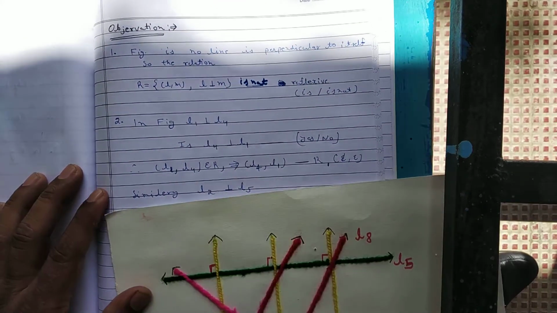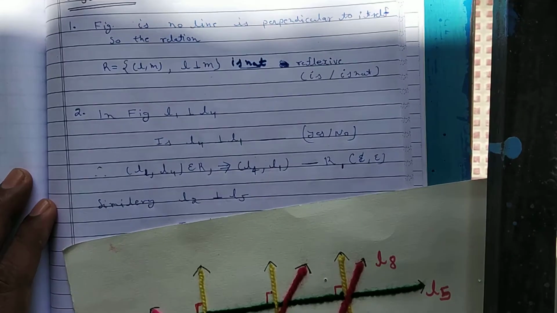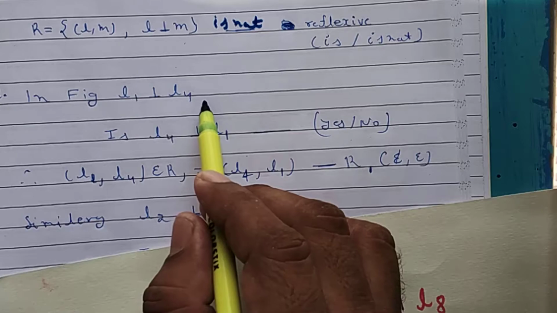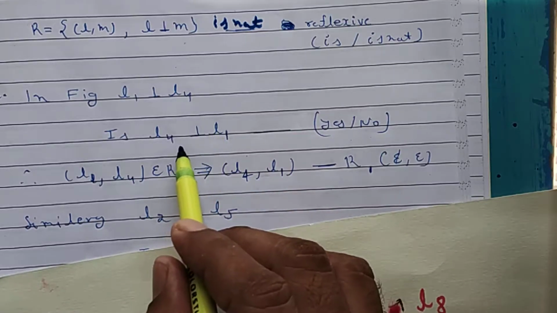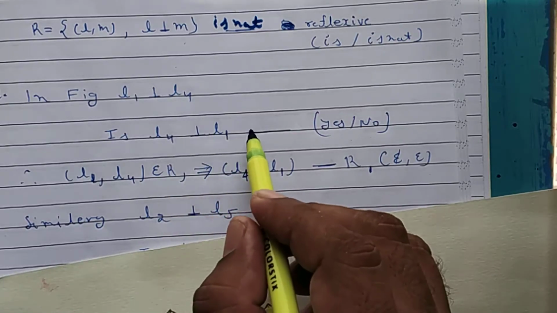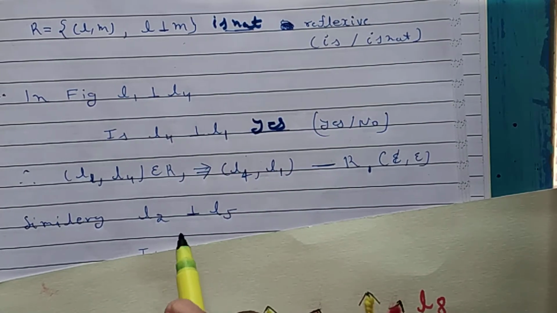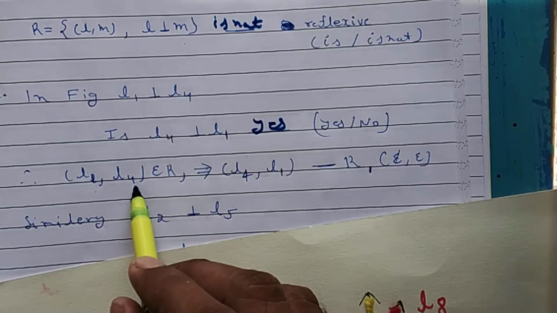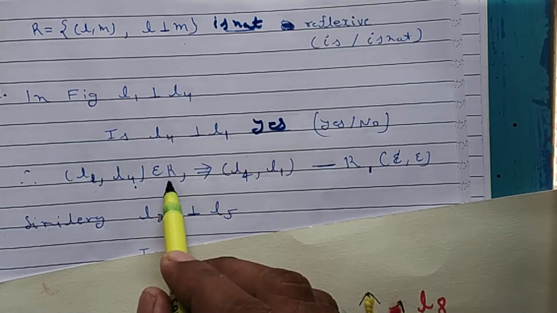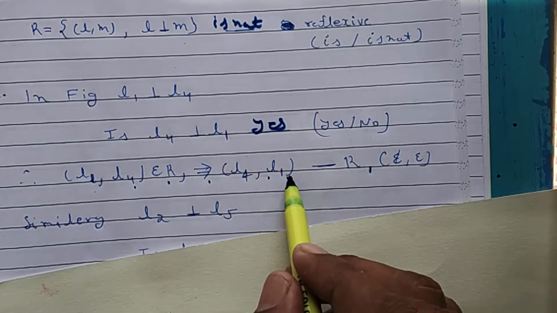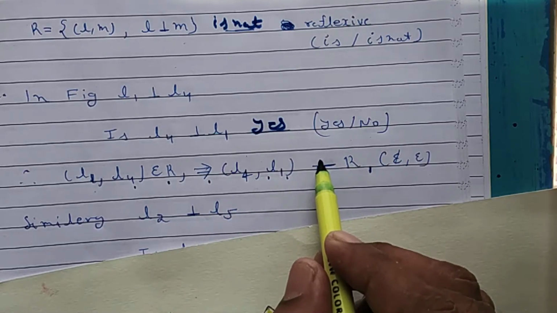In the figure, L1 is perpendicular to L4, so L4 is perpendicular to L1. Yes, it is perpendicular. That means (L1, L4) belongs to R, then (L4, L1) also belongs to R.